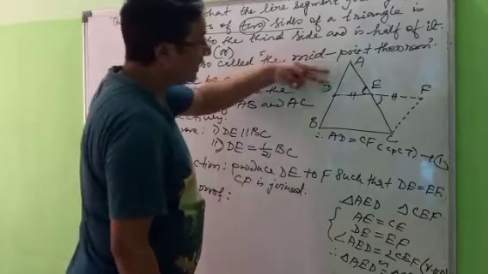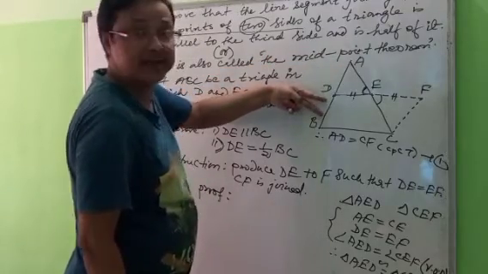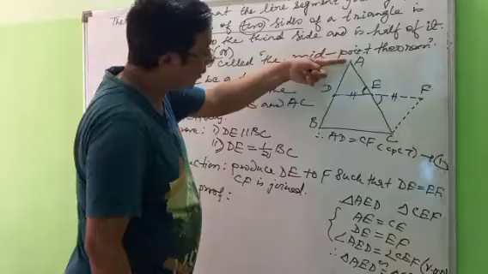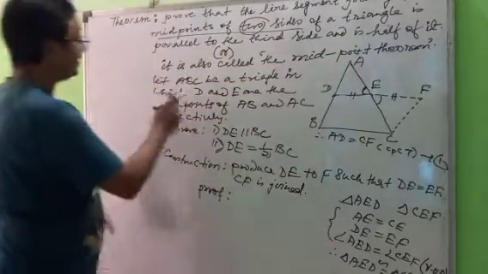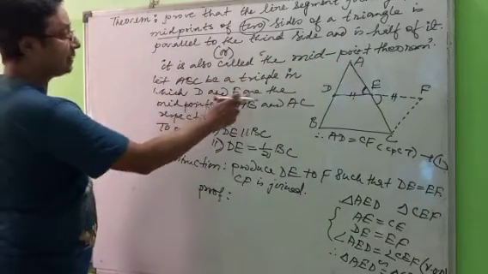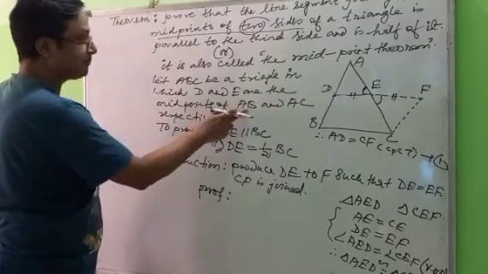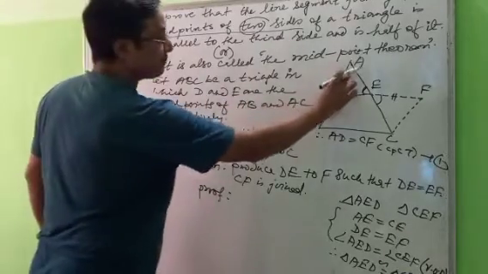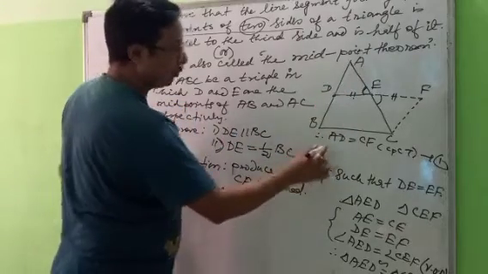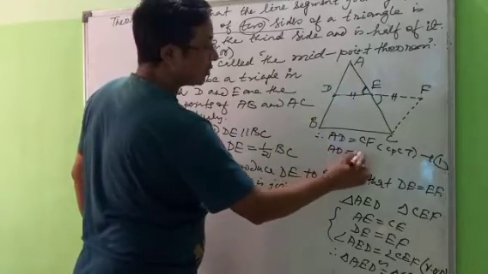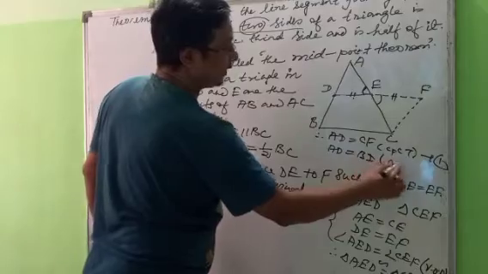But you got AD is equal to DB. Why? Because D is the midpoint of AB. You got here that D and E are the midpoints of AB and AC, so D is the midpoint of AB, so these two segments will be equal. So you got AD equals to BD. This one is given.